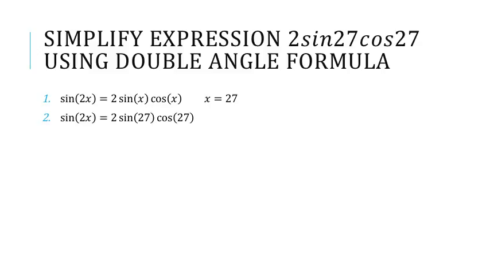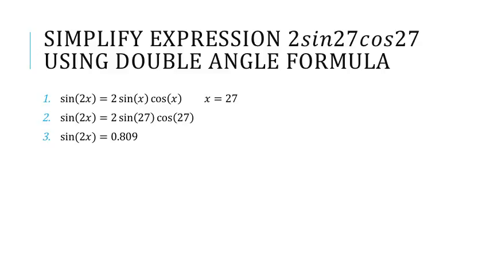This equation just simply shows that sine of 2x is equal to 2 times the sine of 27 times the cosine of 27. From here, we can plug 2 times the sine of 27 times the cosine of 27 into the calculator to get sine of 2x is equal to 0.809.